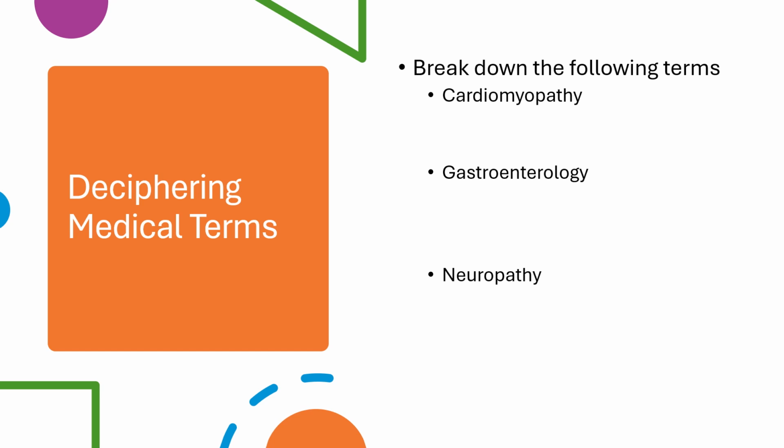Last but not least is neuropathy. Neuro is our root word, and it means nerve. And pathy is referring to disease. So disease of the nerve or the nervous system.